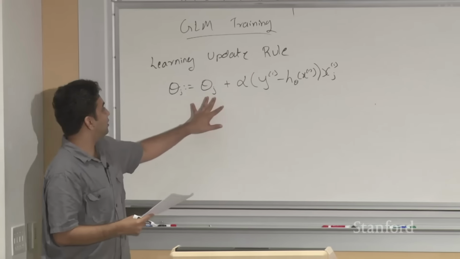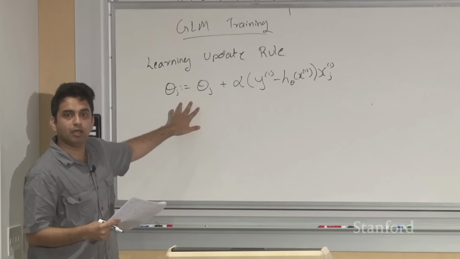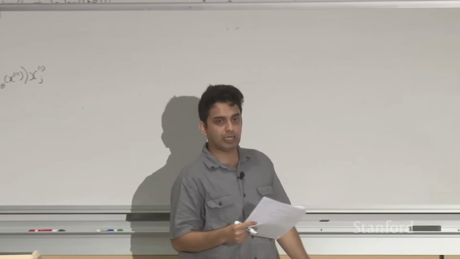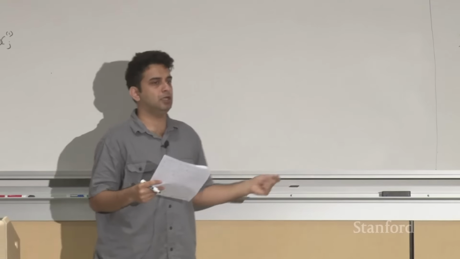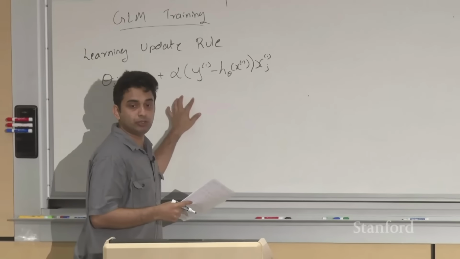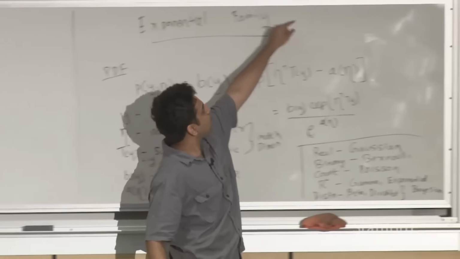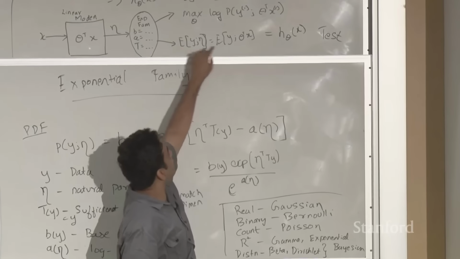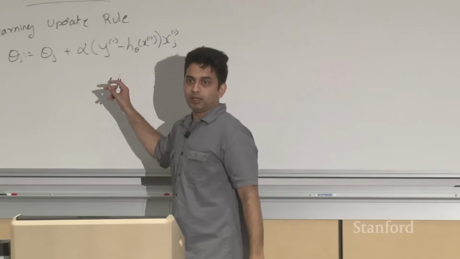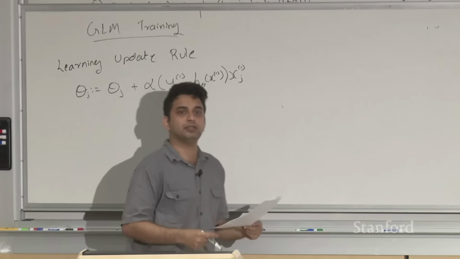So you can straight away just apply this learning rule without ever having to do any more algebra to figure out what the gradients are or what the loss is. You can go straight to the update rule and do your learning. You plug in the appropriate h theta of x, depending on the choice of distribution that you make, and you can start learning. Initialize your theta to some random values, and you can start learning.